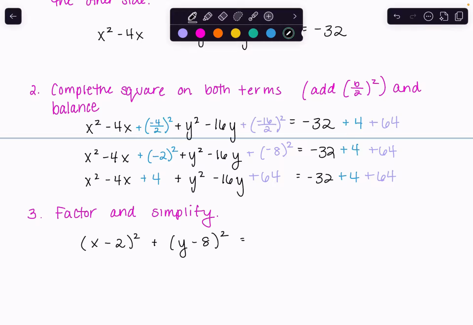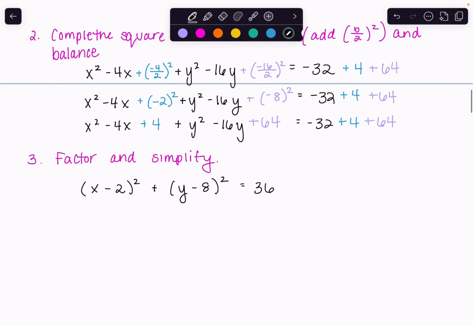And then when I add everything on the other side, negative 32 plus 64 is 32. So adding another 4 to that gives me 36. So this is in a form where we can now find the center and radius of the circle. The center is the opposite of each of those values. So the x coordinate is 2, the y coordinate is 8. And then to find our radius, that value is the square root of 36. So our radius is 6.